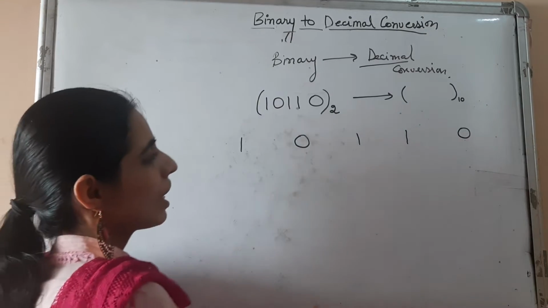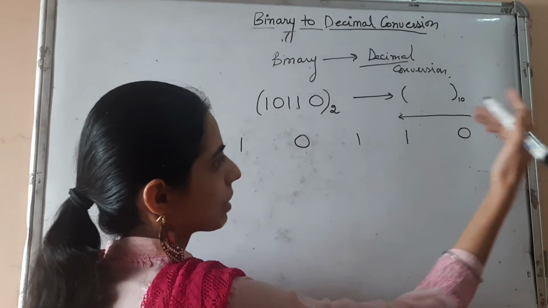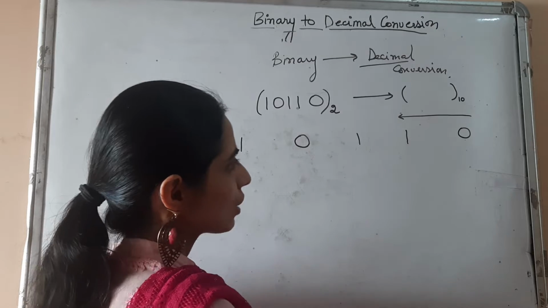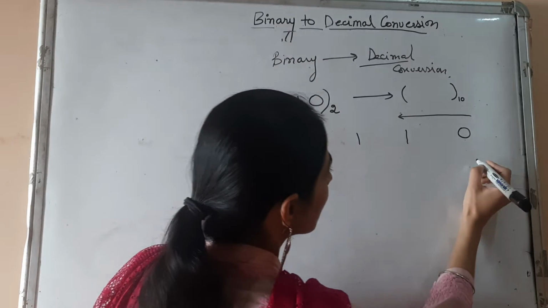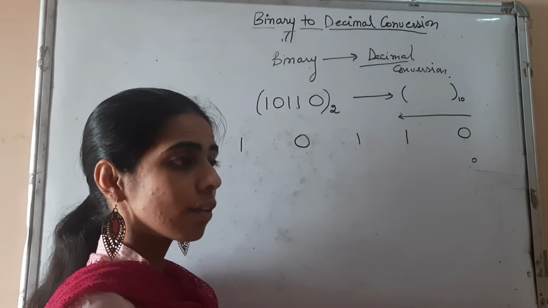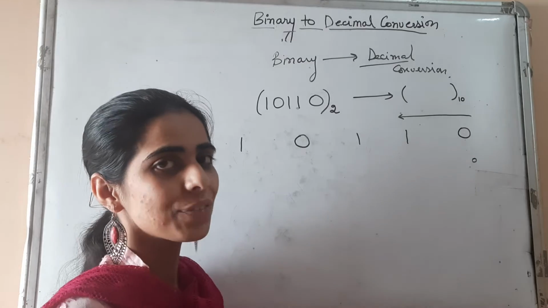Okay, so now we will begin from this side, from right towards left, right? Now below the first digit, write 0. Please remember, always begin from 0. Children, you make a mistake of beginning from 1.